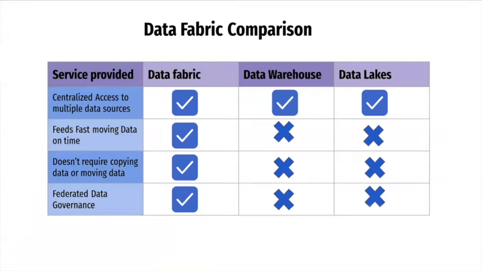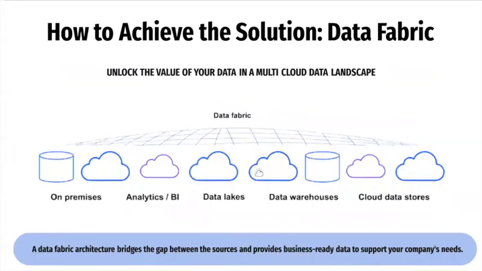All three solutions have centralized access to multiple data sources. However, data fabric stands out by three other services it provides that none of the other technologies does, which are feeding fast-moving data on time, not requiring any copying or moving of the data, and also federated data governance, which provides another extra layer of security, as you can specifically define who can access your data. With the data fabric, you can have a secure and consistent way to access data from disparate sources.